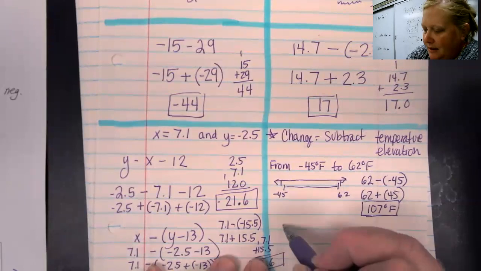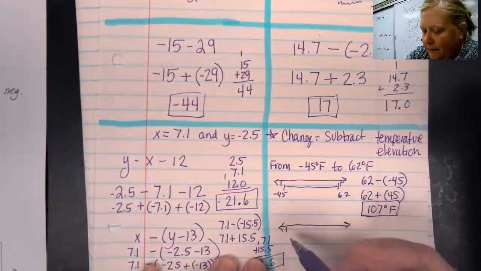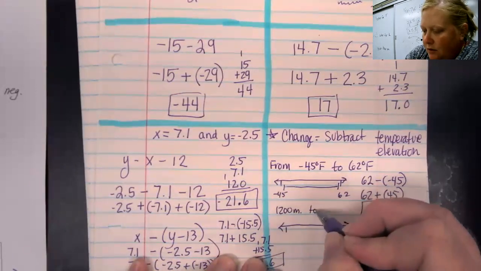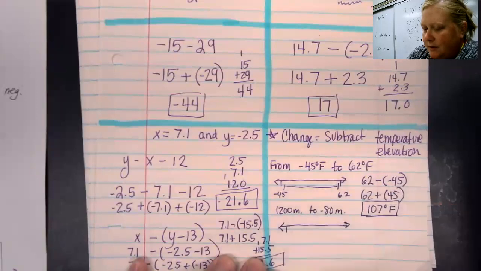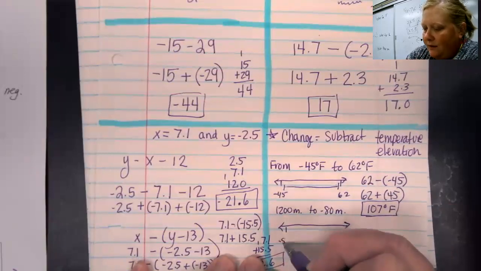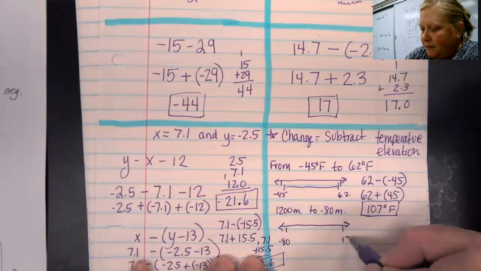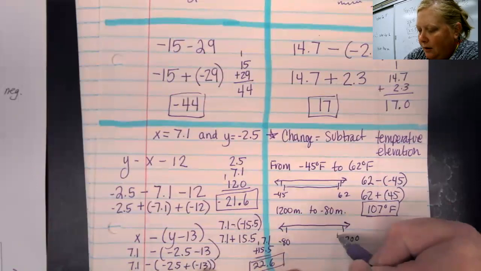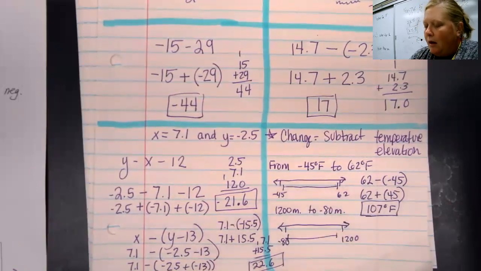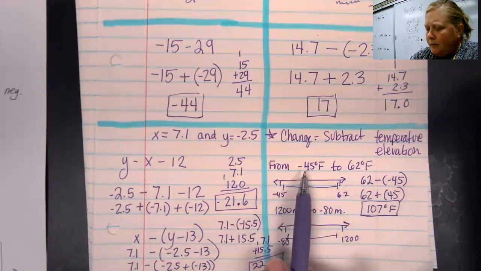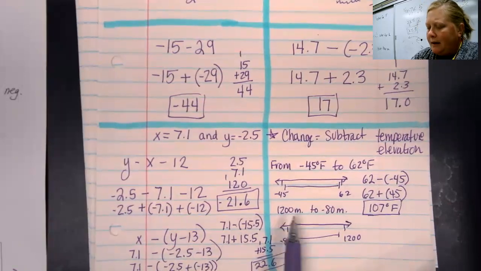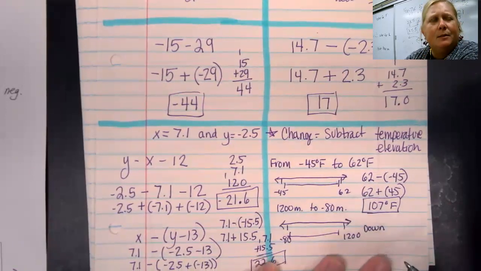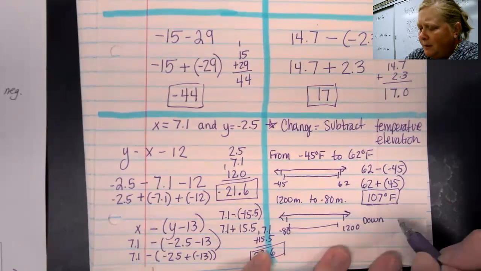How about this? I'm going from 1200 meters to negative 80 meters. So negative 80 meters, maybe below sea level, right? And I want to know from here all the way to here. Now, first of all, am I going up or am I going down? I'm going down. So should my answer be positive or negative? Well, it should definitely be negative.